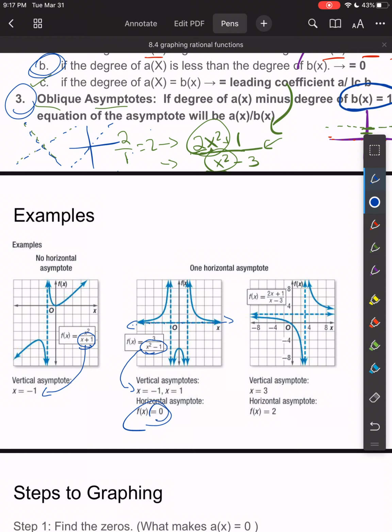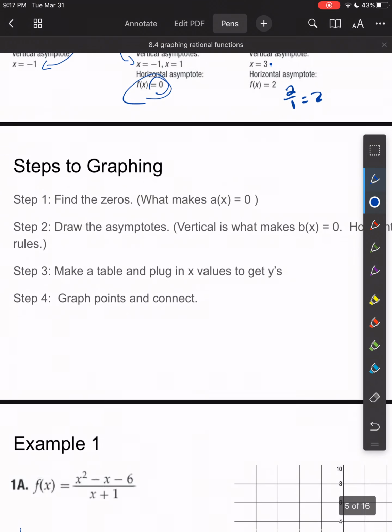And then looking at the final one, what makes the denominator go to 0 is 3, so that's our vertical asymptote. And then the horizontal asymptote is going to be, since the degrees are the same, 2 over 1, which equals 2. And again, this is because the leading coefficients of the leading terms are 2 and 1, 2 over 1. So to graph these things, and I know I'm going pretty fast, but I'll answer questions in class.